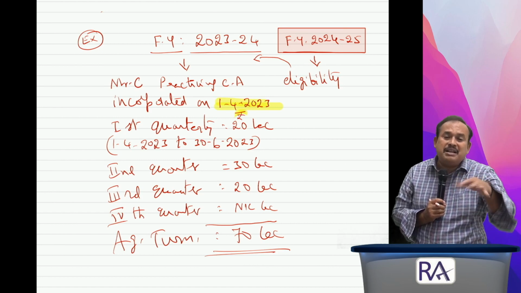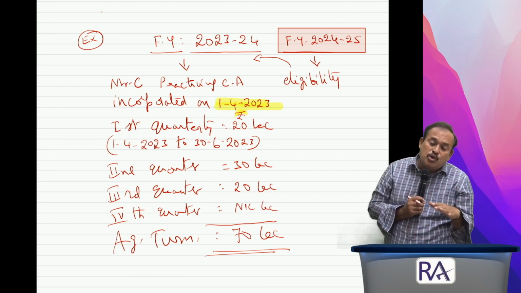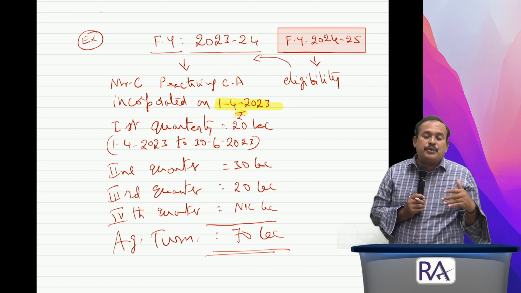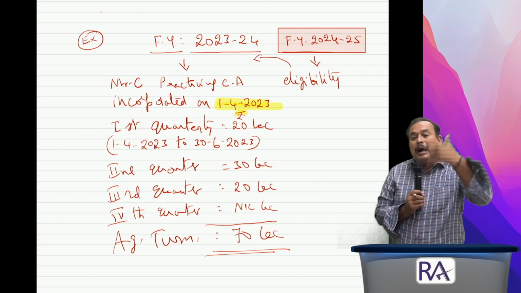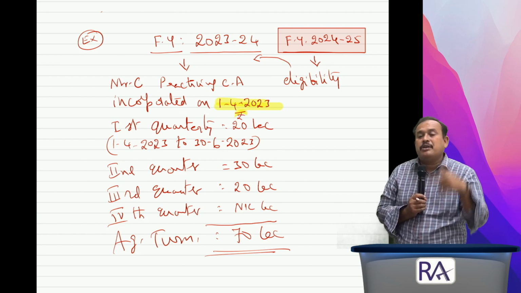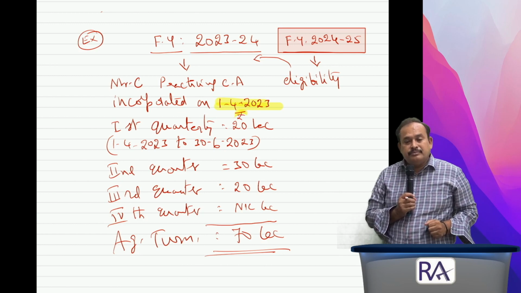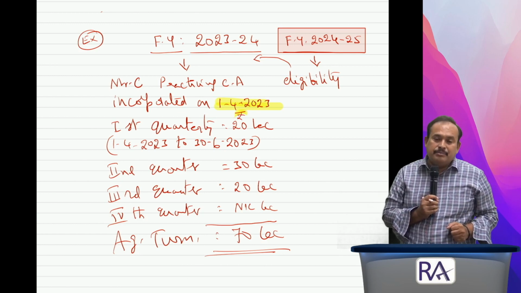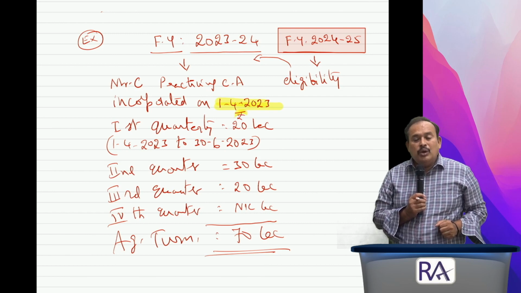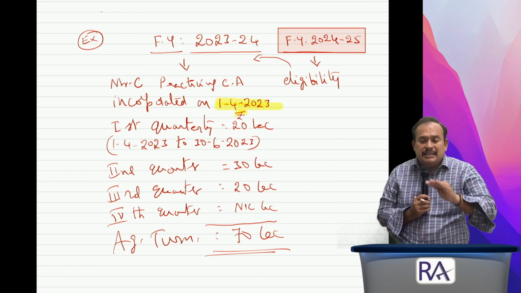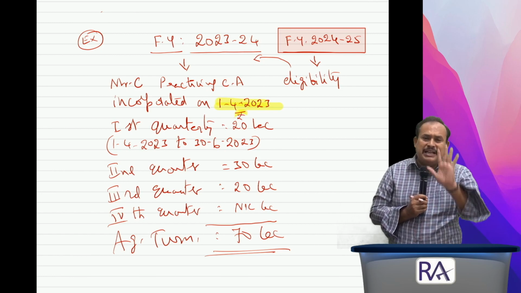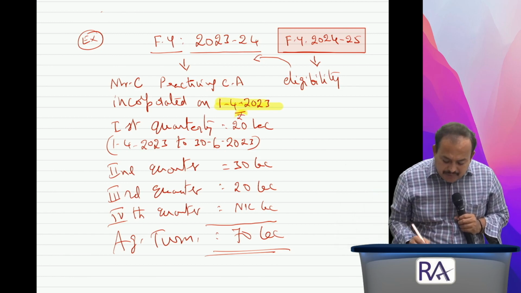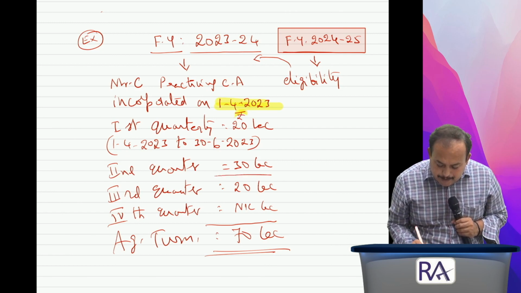It is not required for registration, so I have not opted for registration. In the second quarter, since I crossed the limit of 20 lakhs, I opted for registration. While opting for registration, I also opted for the composition scheme. Now, the composition scheme turnover eligibility is 50 lakhs only. So up to the end of the second quarter, I got 50 lakhs turnover.